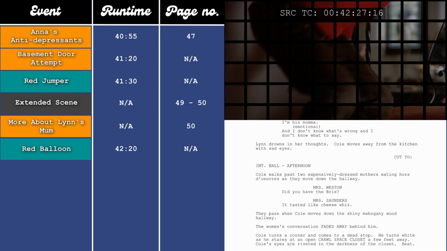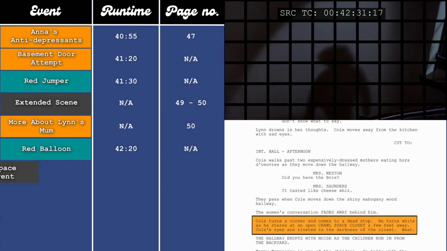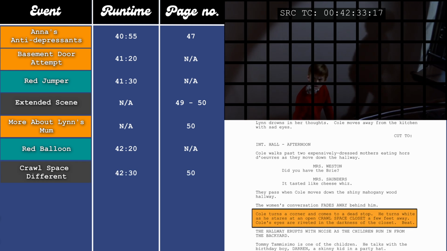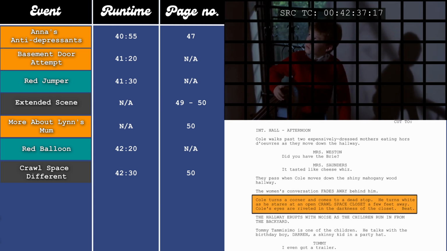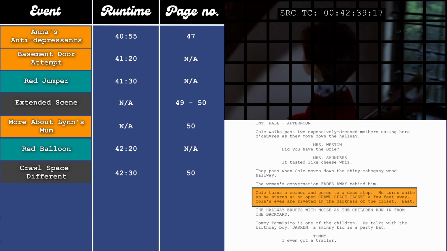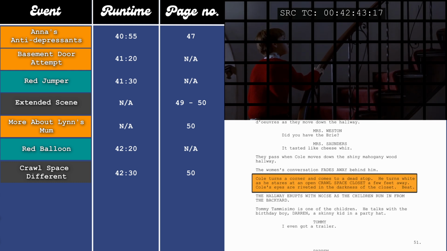There's also a slight difference with the crawl space. In the script, it reads, Cole turns a corner and comes to a dead stop. He turns white as he stares at an open crawl space closet a few feet away. Cole's eyes are riveted in the darkness of the closet, whereas in the film, we actually hear a voice coming from inside the closet.